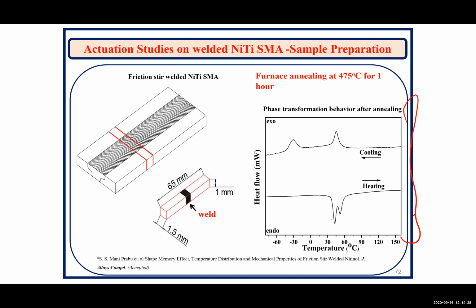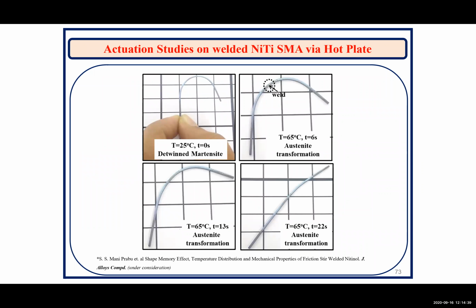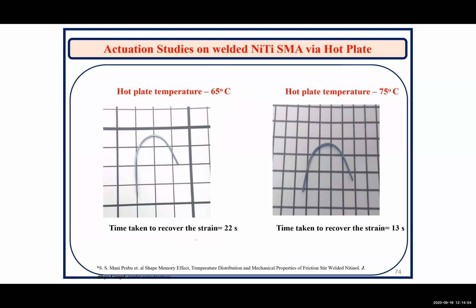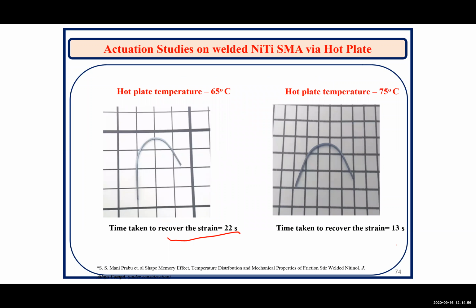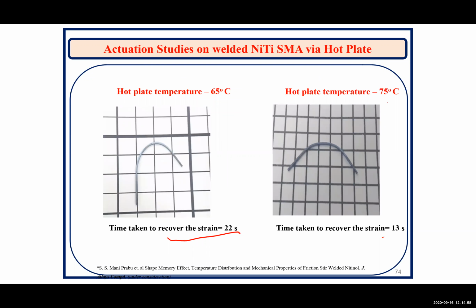In fact, we did a complete actuation studies. So this is our welded structure. In fact, we diced it using a wire EDM, and this is the weld zone. Over this weld zone, I had an austenite transformation, and a martensite transformation. Here you could see, the time taken for recovery strain is around 22 seconds, and at 75 degrees Celsius, the time taken was around 13 seconds.